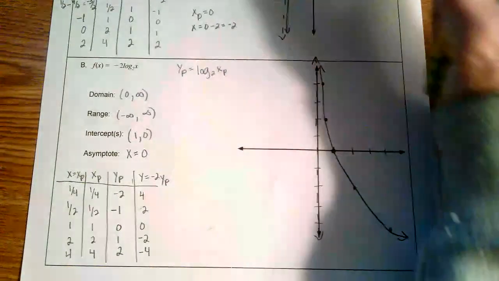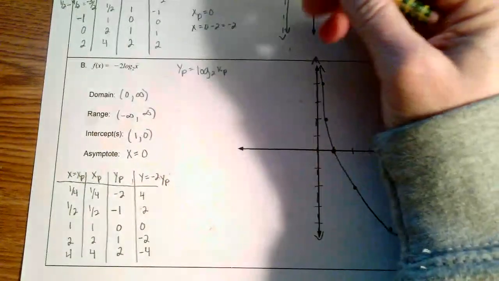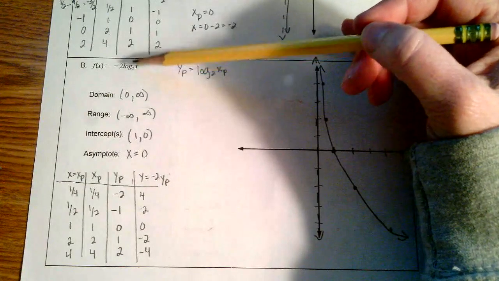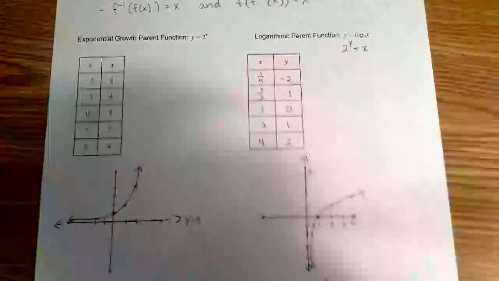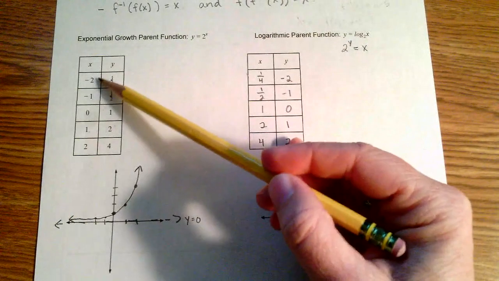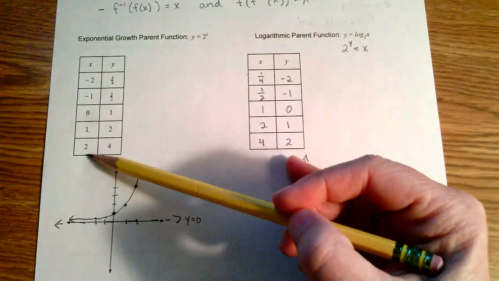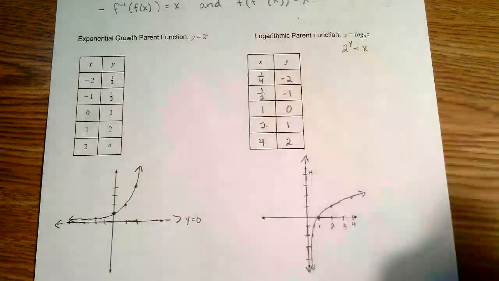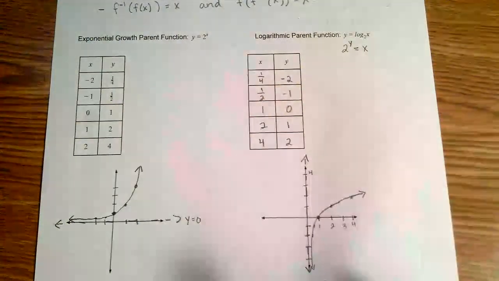I will say if you are starting to do your homework and you have a base 3 or a base 4, you actually, just like we did on the other side, you probably will need to find the exponential growth using -2, -1, 0, 1, and 2 for x, and then switch the table to find your logarithmic parent function. Okay, so you want to use that same method.